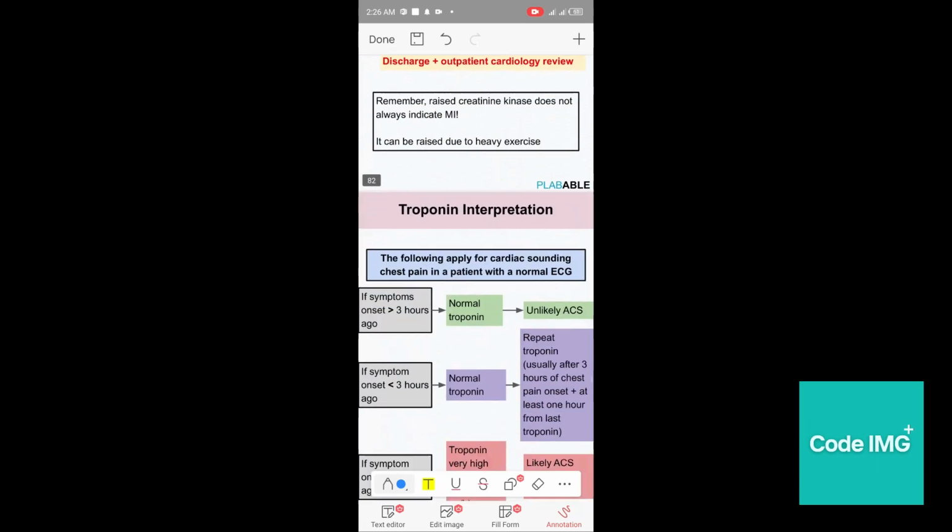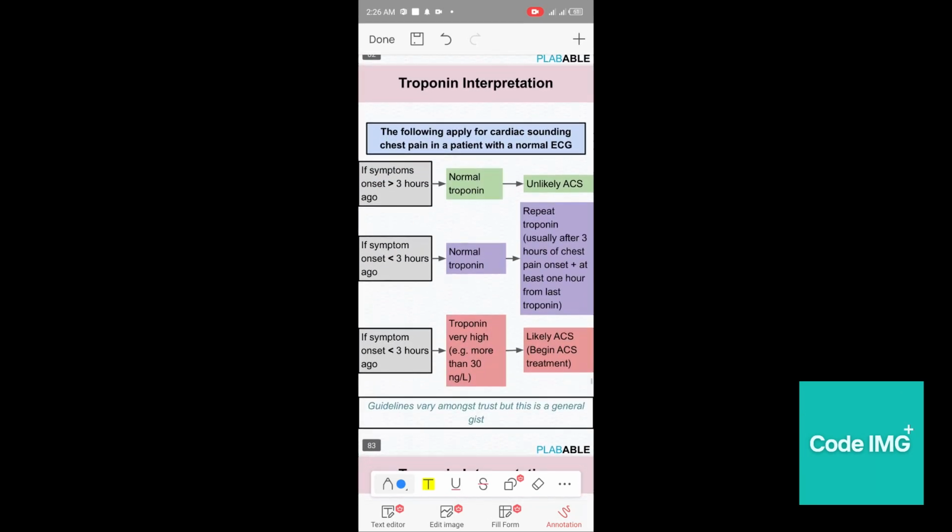Okay. Now, troponin interpretation. Troponin I is specific to myocardium. When it's injured, it's released. Again, you're going to detect some level in your blood. So if the patient is coming to you with symptoms and the onset is greater than 1 hour, by the way, the troponin takes like 2 to 4 hours for a sufficient level to build up to be detected in your blood.